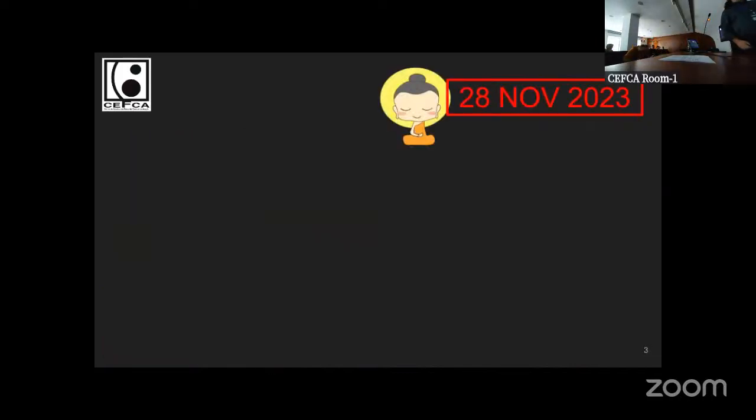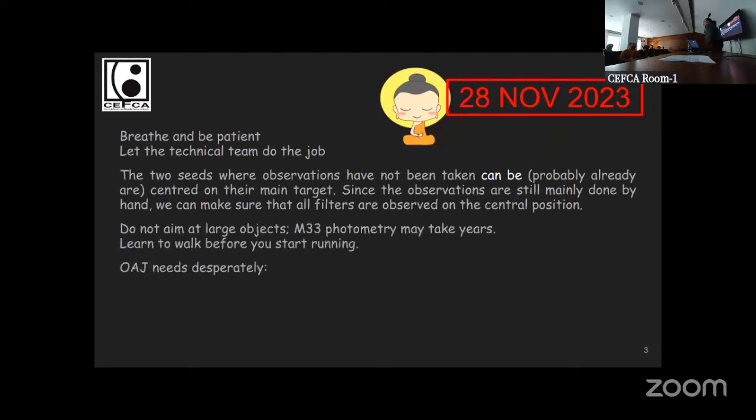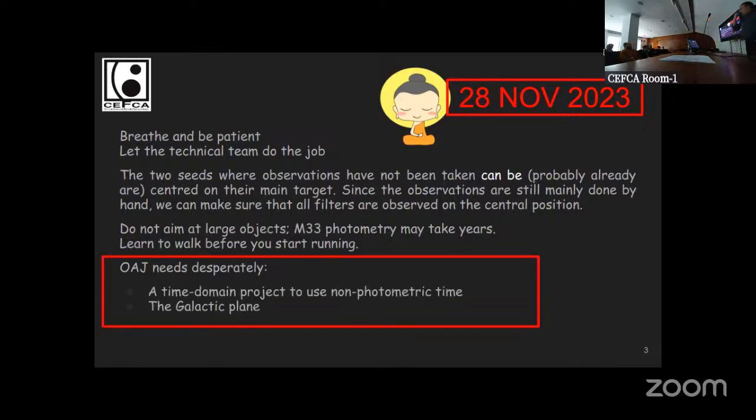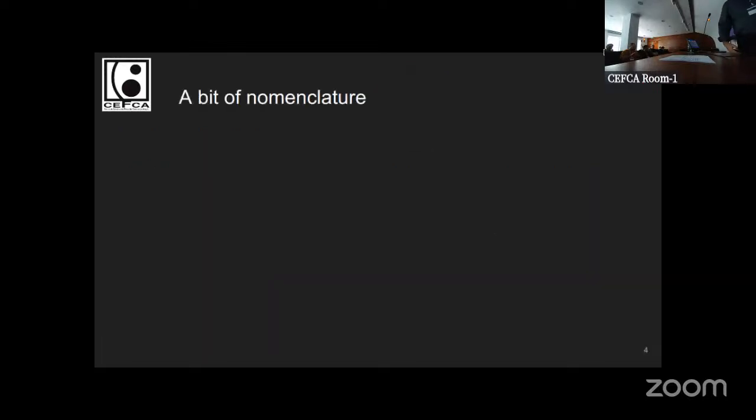On the 28th of November last year, in my presentation about the JPAS strategy, I emphasized the need for a time domain project at the observatory and the need to observe the galactic plane, because the galactic plane is out of the JPAS footprint by design.